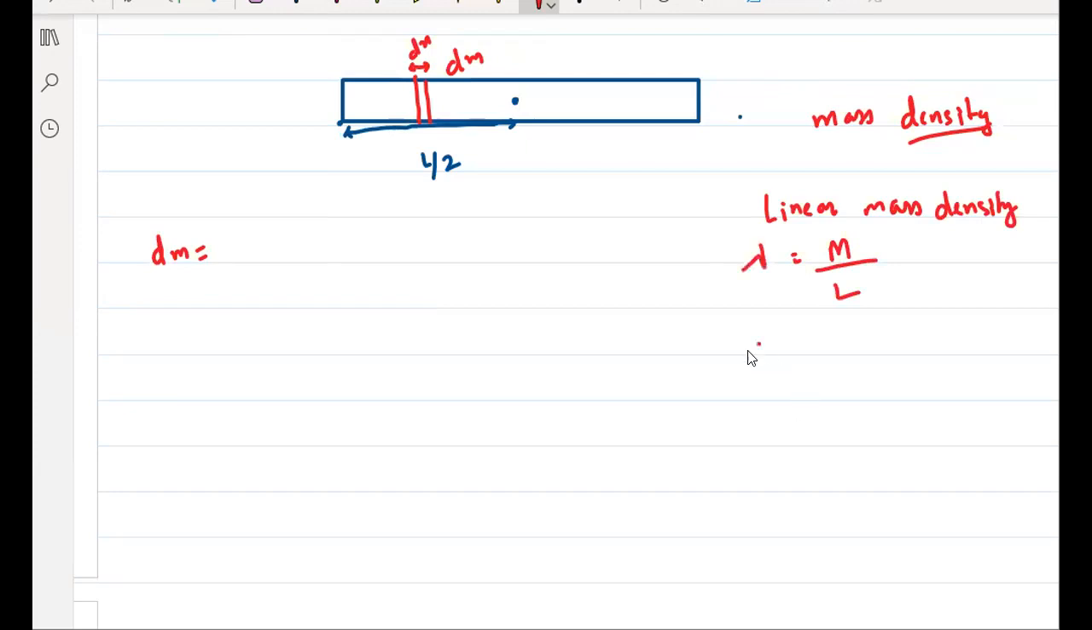So what is dm? dm is the mass of the small unit, which is dx. So it would be total mass by total length into the small unit dx. Yes or no? I hope all of you understood this. This is the linear mass density, so dm is equal to lambda dx. You can write either m by l or lambda. Lambda is generally used for linear mass density, or when you talk about charges; we will discuss linear charge density in the same way. So dm is equal to m by l dx.